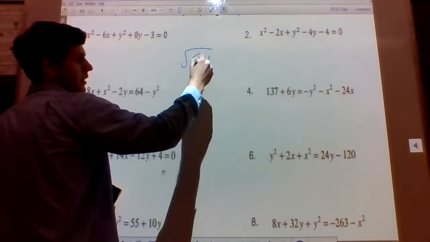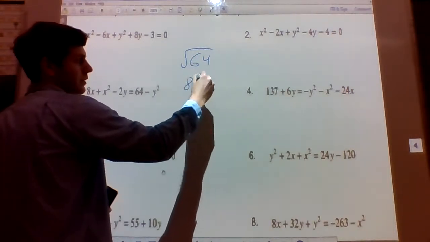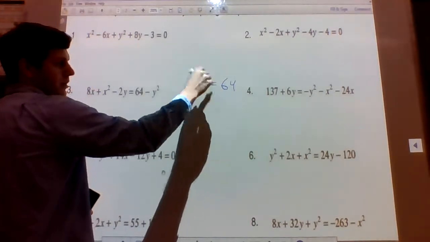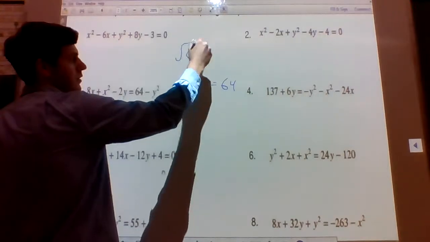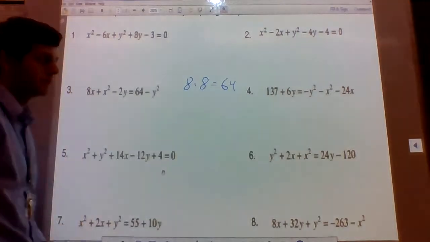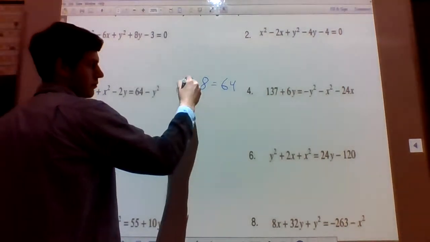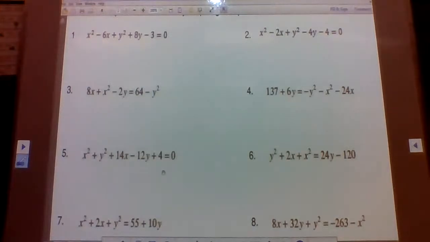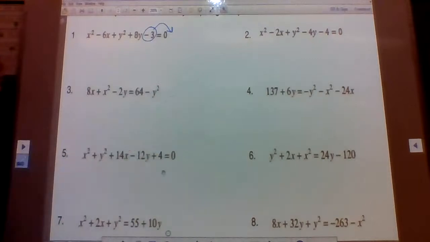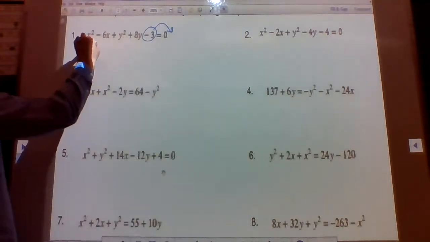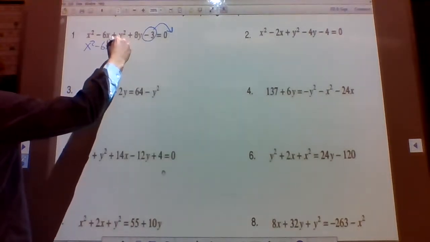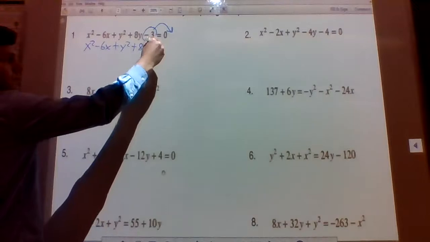Because 8 times 8 is 64. It's a perfect square because the square root of 64 is going to give us a whole number. Okay, so let's just go. First thing I want to do is move the constant, anything without an x or y, to the other side. So we're going to have x squared minus 6x plus y squared plus 8y equals 3.